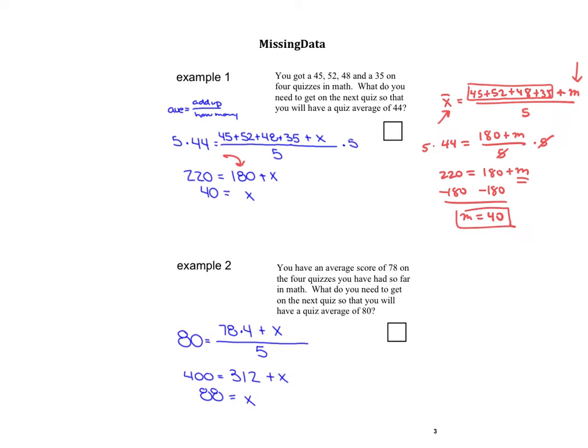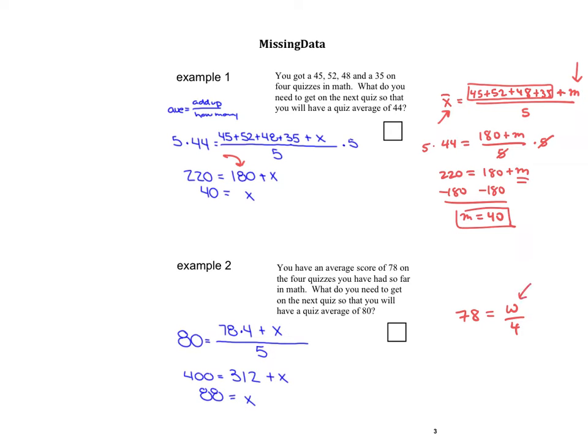Okay, now a slightly different type of example here in example 2. You have an average score of 78 on 4 quizzes you have had so far in math. What do you need to get on the next test so that your average will be an 80? Okay, so what I'm going to do in this particular case is, if I know that my average of my first 4 test scores is 78, then that means the sum of my first 4 test scores, which let's call W, would look like that, right?